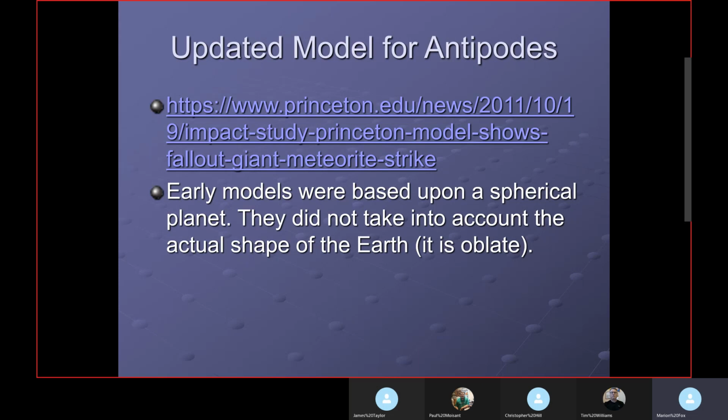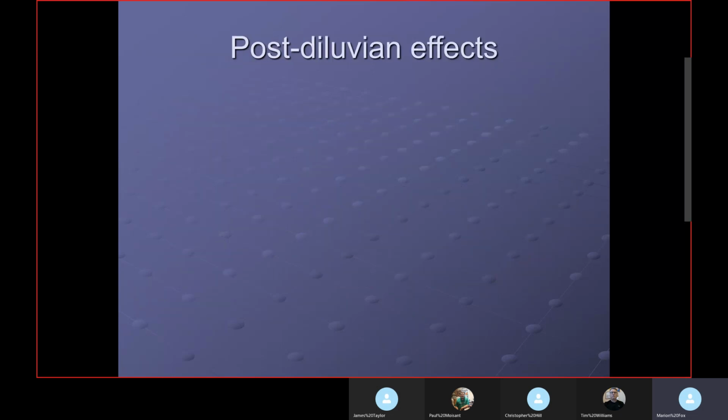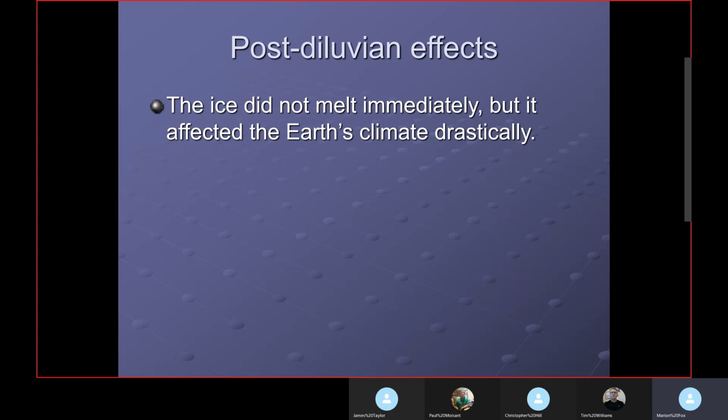Early models were based on a spherical planet. They did not take into account the actual shape of the Earth. It's oblate. This model takes into account the actual shape of the Earth, and it gives a better location. It locates the meteorite strikes, and shows that the seamounts and the places where we had volcanoes have actually been made by large meteorite strikes or large objects that struck the Earth, no doubt during the flood. Okay. Now then, we're going to go away from the seamounts.